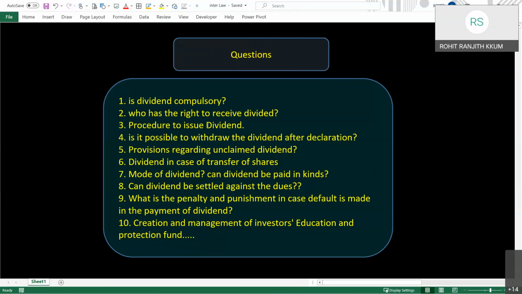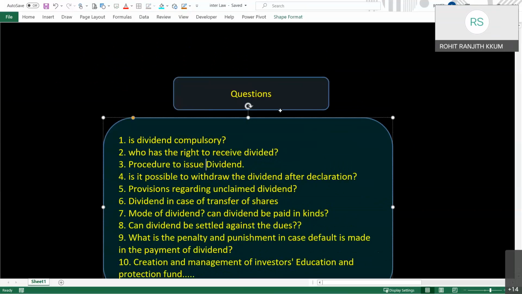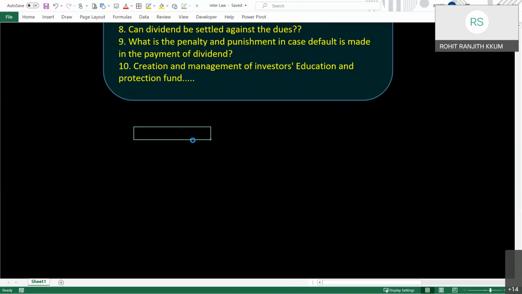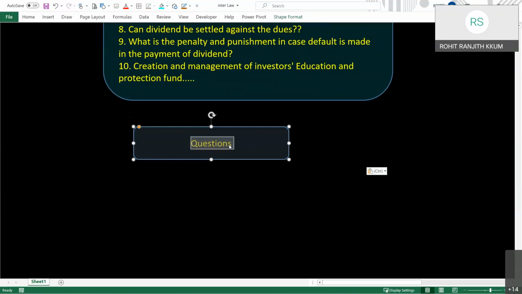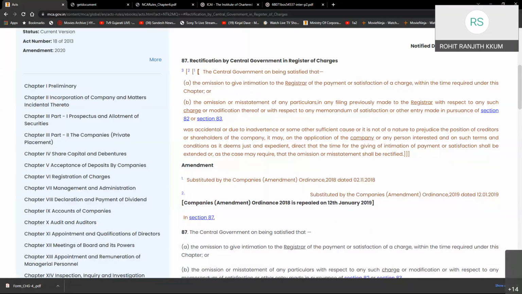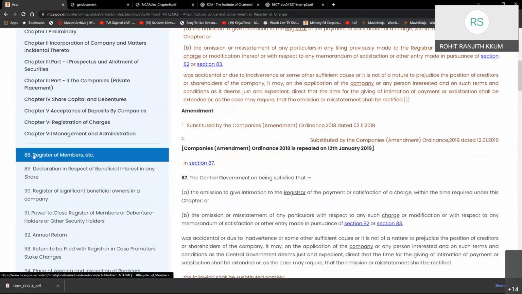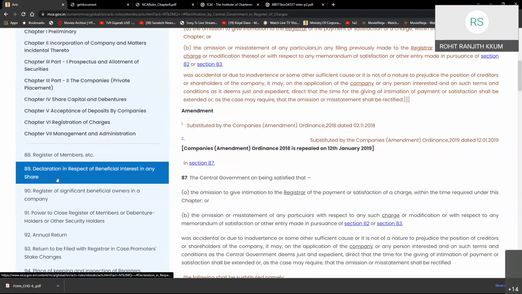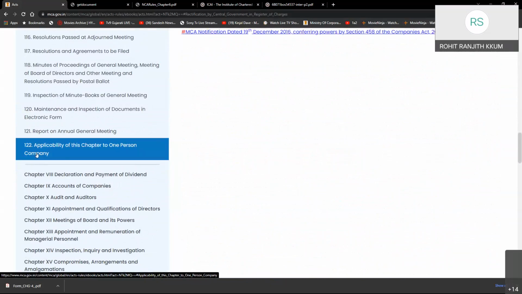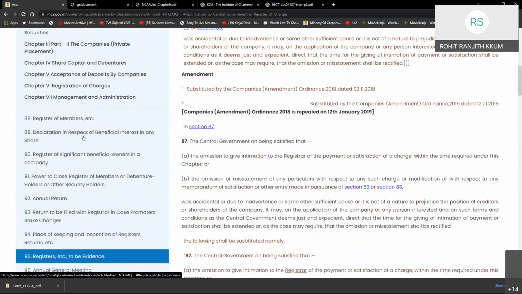All right, guys. So these are the questions, and now write down the topic content, what we are going to study in this entire dividend chapter. Now, where is the dividend over here? Look at this page. After management and administration, there is chapter number 8 called declaration and payment of dividend. After registration of charge, there is management and administration, which starts from section 88 till section 122.